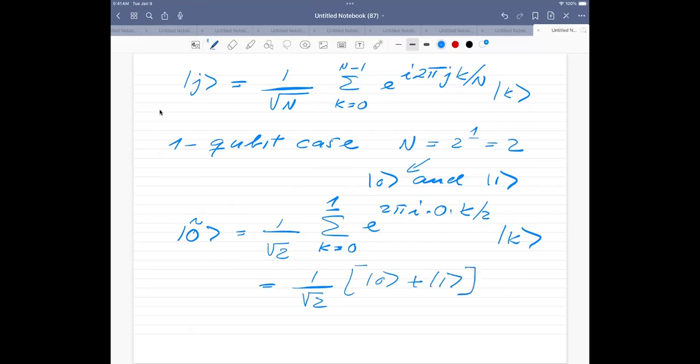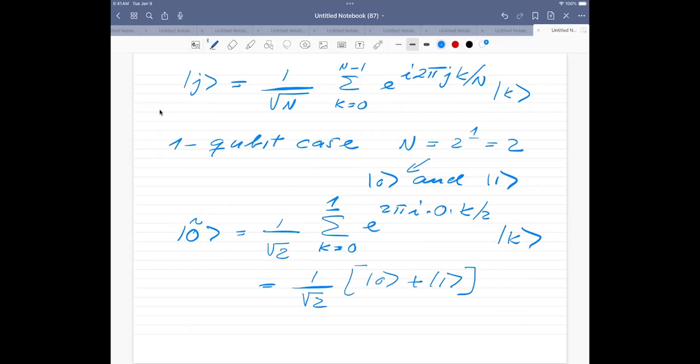So what we have done in this Fourier transformation is that we now have made a superposition. So the new state is a transformation. So previously we had the computational basis states, which on the Bloch sphere point up and down, but now we are making a transformation. And this transformation now gives us a superposition of the two computational basis states.